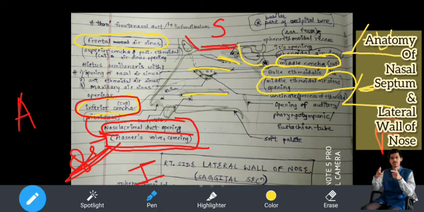See, I put a hashtag here. Now I will tell you what that hashtag is. I have written here: opening of nasal air sinus. Which nasal air sinus? It is the frontal air sinus. The opening of that frontal air sinus is here. Can you see the labeling I have put here?